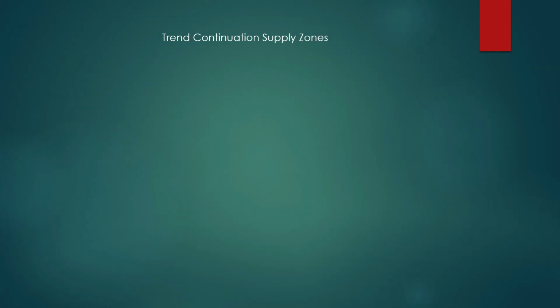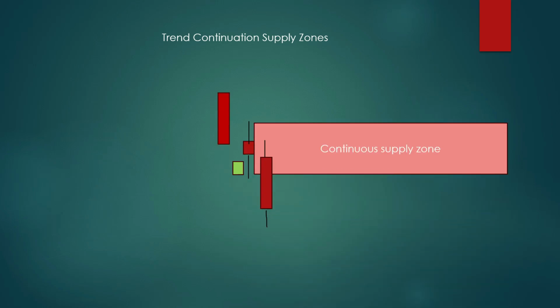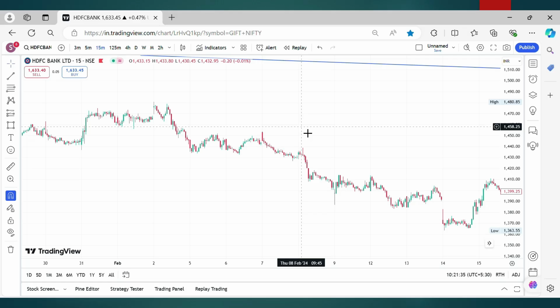So the next type is the trend continuation supply zone. It's basically the opposite of the previous one. The price will be in a downward momentum, pauses for indecision, and then continues its downward momentum. This is the area of supply, and here the market falls, gives a pause, and then falls again. So let's see an example for this as well.